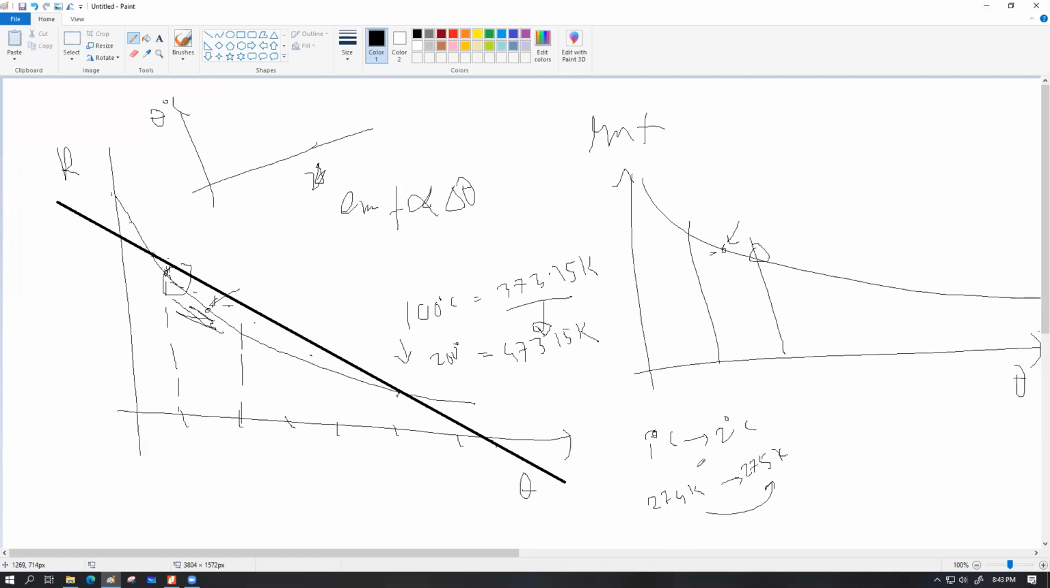They are linearly related. The change is equal. The change of temperature in the degree Celsius scale and in the Kelvin scale are exactly equal to each other numerically.